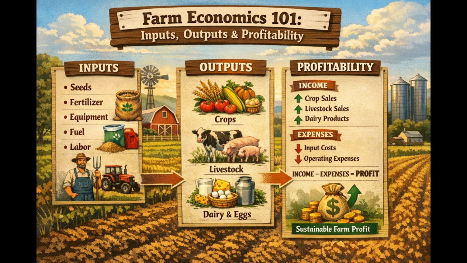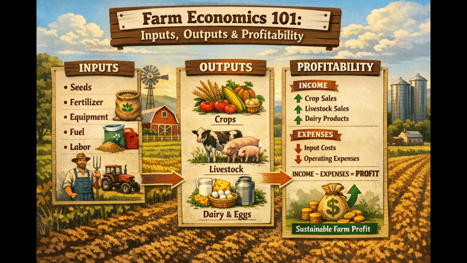Let's talk about inputs and outputs because this is where everything begins. Inputs are everything you invest into your farm before you harvest a single crop. We're talking about seeds, fertilizer, water, labor, fuel, equipment, land rent. These are the resources you put in. Think of inputs as the fuel that powers your farming engine.